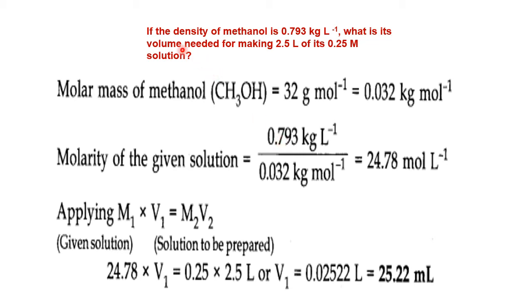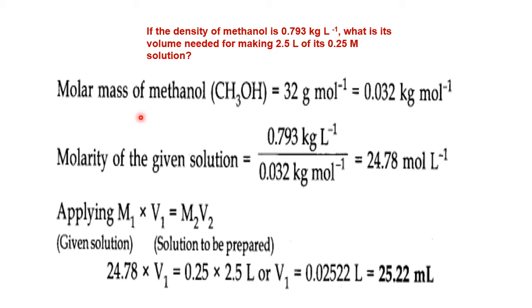Next numerical. If the density of methanol is 0.793 kilogram per liter, what is its volume needed for making 2.5 liters of its 0.25 M solution? So here he has given the molarity. So using the molarity, we have to calculate the volume. To make the molar solution of 0.25 M, how much volume is required? What is the volume of the solution? That is the question here. Okay, right.